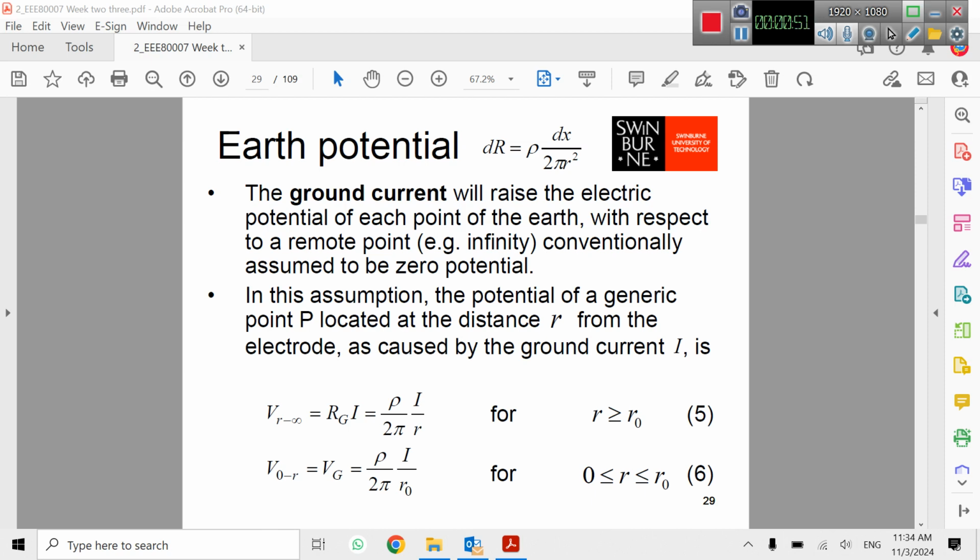So for two different views, one is from zero, meaning from inside the conductor, until R0, the maximum point on the surface of the conductor, which is rho, the resistivity of the ground, over 2 pi, hemisphere, times I over R0. But in the case of V(R), when R extends to infinity, from R0 until any area until infinity, you can see the value is I over R.